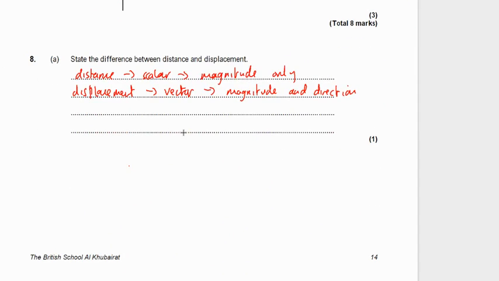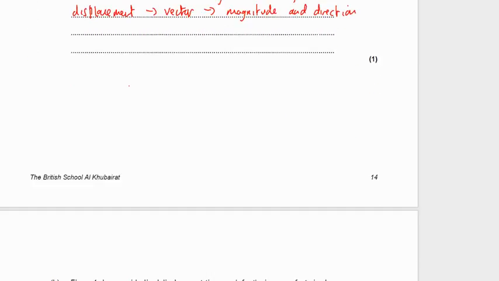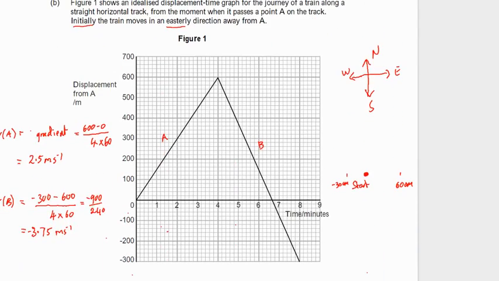Difference between distance and displacement. Distance is a scalar, displacement is a vector. Distance has magnitude only, displacement has magnitude and direction. Okay, size and direction.